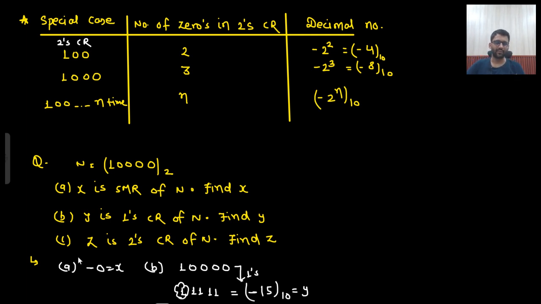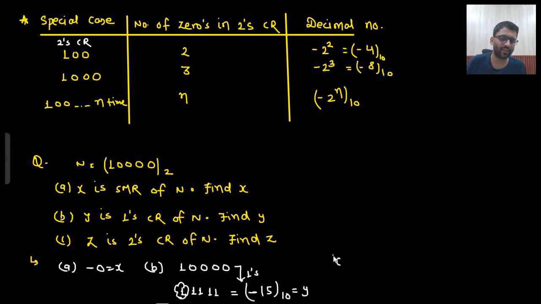X value is minus 0. X is a sign magnitude representation of n. So in sign magnitude representation, you don't need to do anything. The first one will be your sign bit, minus, and 0, 0, 0 will be 0. In 1's complement representation, you need to take 1's complement again. So 1 as it is, I again take the 1's complement. So this is showing me the sign minus, and this will be 15.